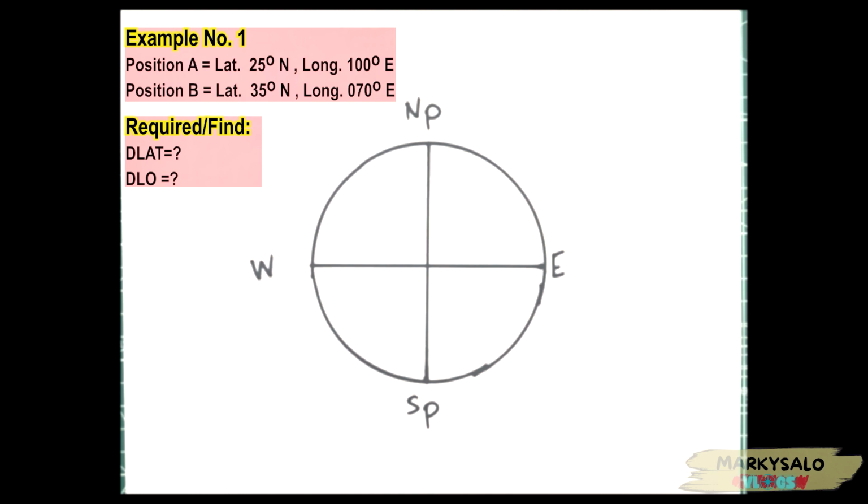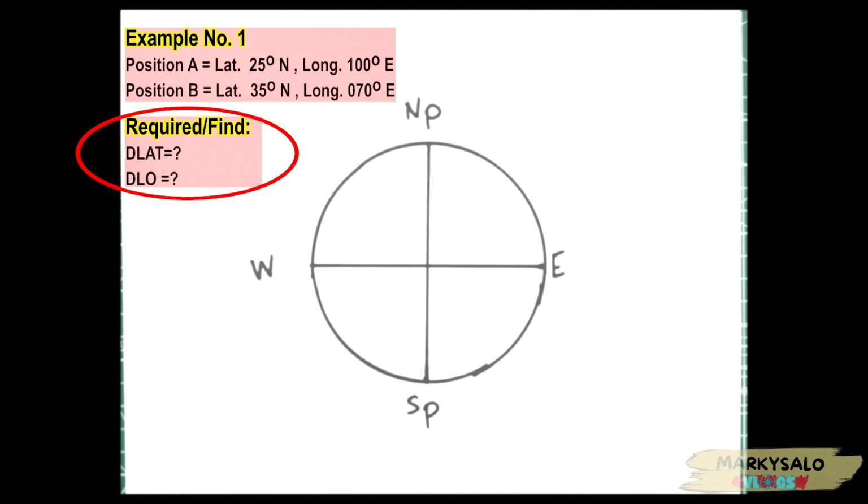Now, let's have a sample problem. The given are two positions, position A and position B. Position A is our initial position at latitude 25 degrees north and longitude 100 degrees east. Position B, our final position, is at latitude 35 degrees north and longitude 070 degrees east. We are required to find the DLAT, or the difference of latitude, and the DLO, or the difference of longitude.